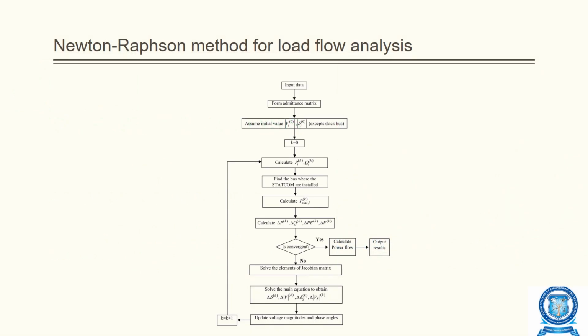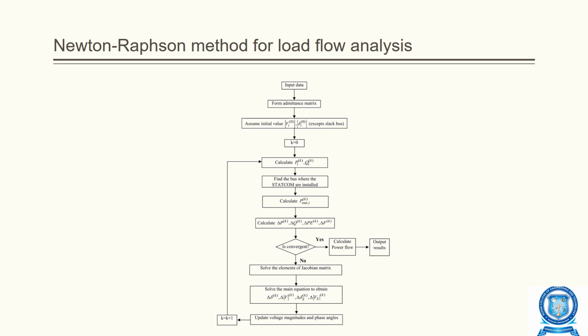The Newton-Raphson method is mathematically superior to the Gauss-Seidel method because of its fast convergence. For large systems, the Newton-Raphson method is found to be more efficient and practical. The number of iterations required to obtain the solution is independent of the system size, but more functional evaluations are required in each iteration.